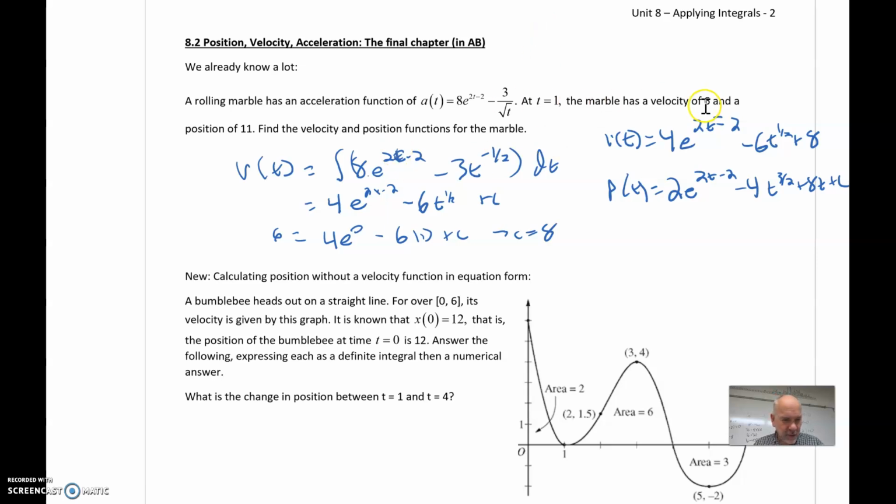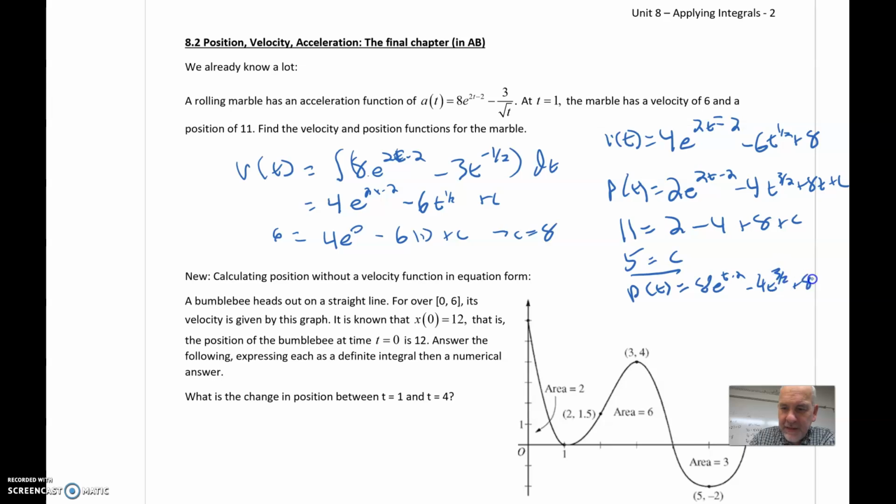Now they told me at t equals 1, it's got a position of 11, so 11 equals 2, minus 4, plus 8 plus c, and so that's 10 minus 4 is 6, subtract it over. So that's giving me c equals 5. If I made any mistakes, I'm just trying to finish in time. And so the position function is 2e^(2t-2) minus 4t^(3/2) plus 8t plus 5. So you can just do antiderivatives to go from acceleration to velocity to position, but you need some kind of initial condition so that you can figure out what the constants are.